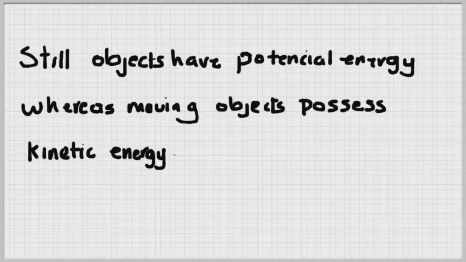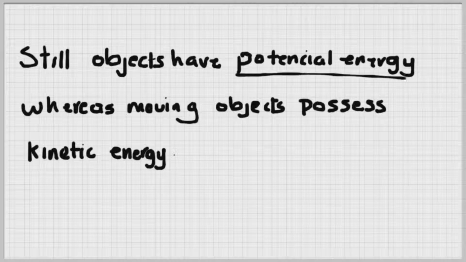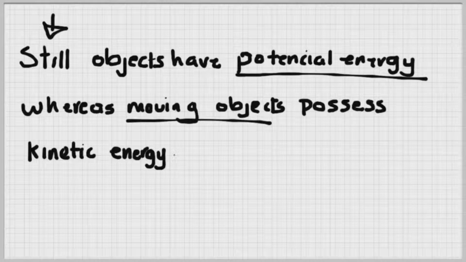Okay, the next example. Still objects have potential energy, whereas moving objects possess kinetic energy. So potential energy is energy that comes from objects that are not moving, and moving objects provide kinetic energy, or energy in movement.